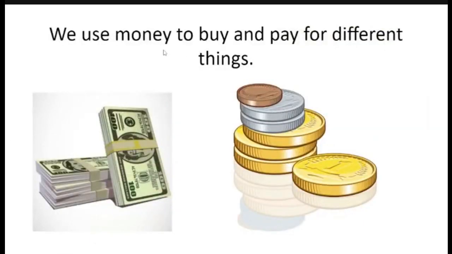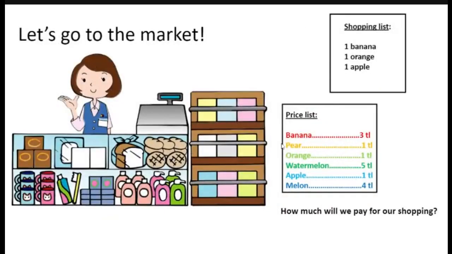So, we use money to buy and pay for different things. Money can have different forms. We can have notes. For example, here we have notes, and we can have coins. Here we have coins. Money: notes and coins. Now, how can we use money?